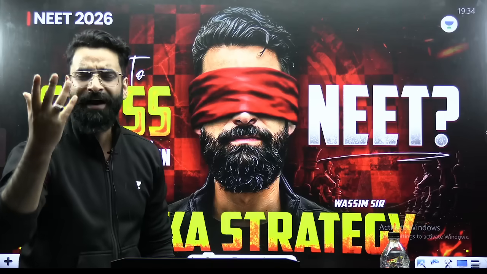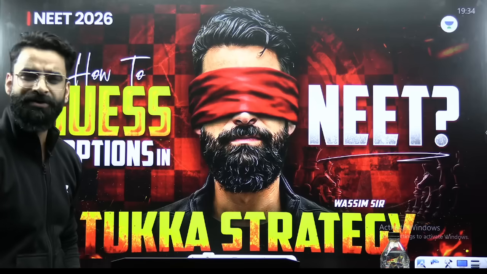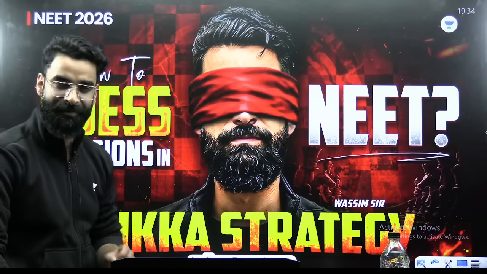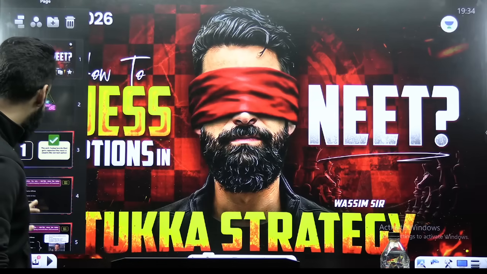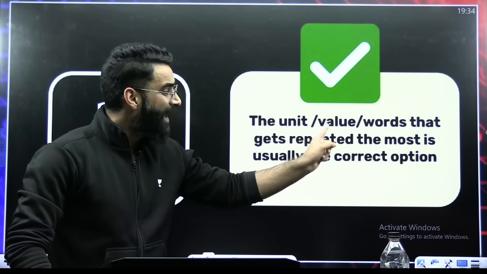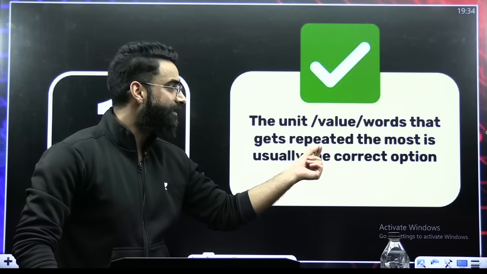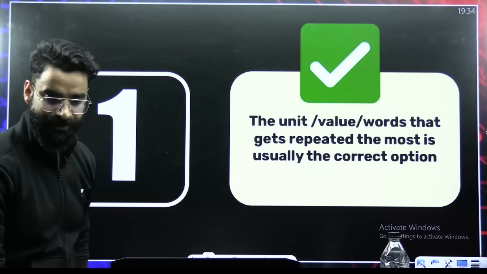So these are a few hacks, some 3 to 4 hacks, which I'm going to give you by means of which you can guess the options when it comes to the NEET examination or even the JEE examination. So let's get going, let's get started. My dear students, the first point: the unit or value words that get repeated the most are usually the correct option.